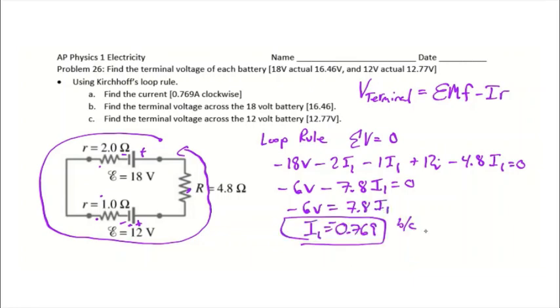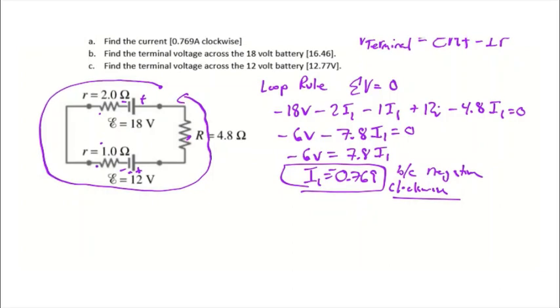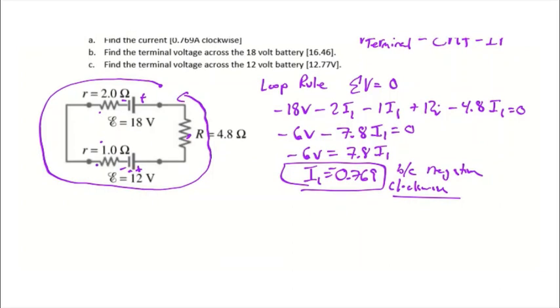And now we need to solve. We need to flip the direction as drawn. So we drew it counterclockwise. So this is actually clockwise. Okay. And now we have two more things to do. We're just going to simply find our terminal voltage. So let's take a look at that.